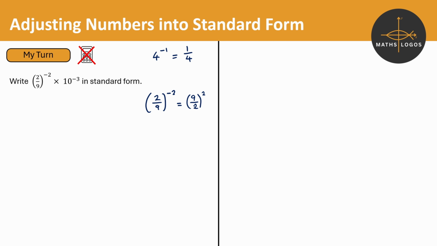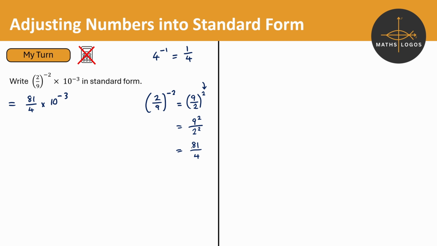So I've dealt with the negative by taking the reciprocal. Now I've got 9 over 2 all squared. And what I need to do is apply this index of 2 to both the 9, so that would be 9 squared, and also to the number on the denominator, which is 2, so it would be 2 squared like this. 9 squared is 81, and 2 squared is 4. So that gives me this as my fraction. So let's come back to here and say that the 2/9 to the power of negative 2 is 81 over 4, multiplied by 10 to the power of negative 3.